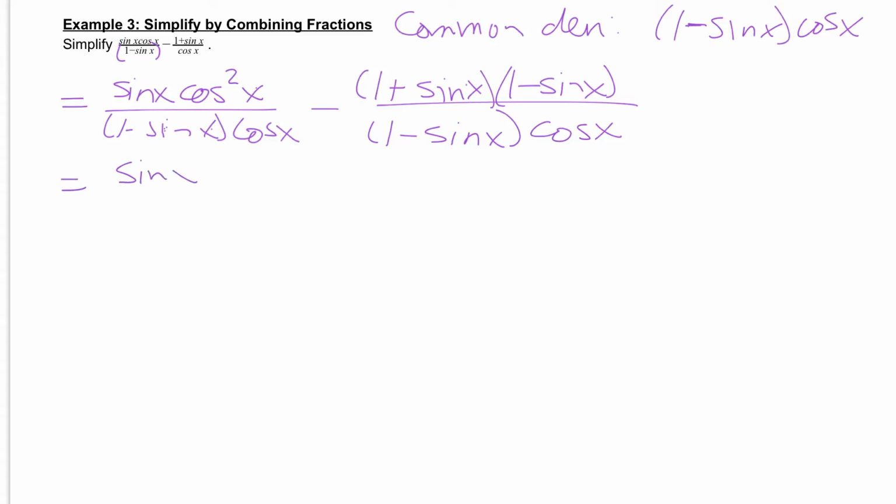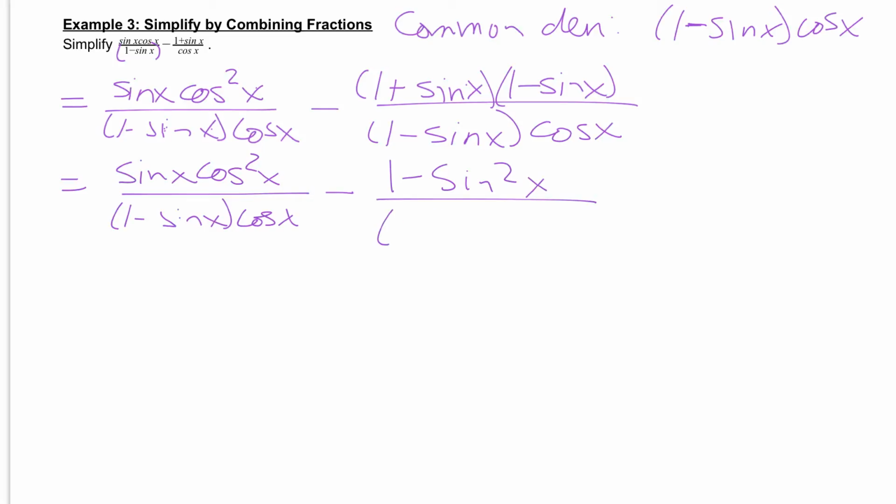So we get sine x cosine squared x over 1 minus sine x cosine x minus 1 minus sine squared x over 1 minus sine x cosine x. And then you should recognize your Pythagorean identities. 1 minus sine squared, that's coming from our sine squared x plus cosine squared x equals 1. And so if we rearrange this Pythagorean identity, 1 minus the sine squared is just going to be the cosine squared.